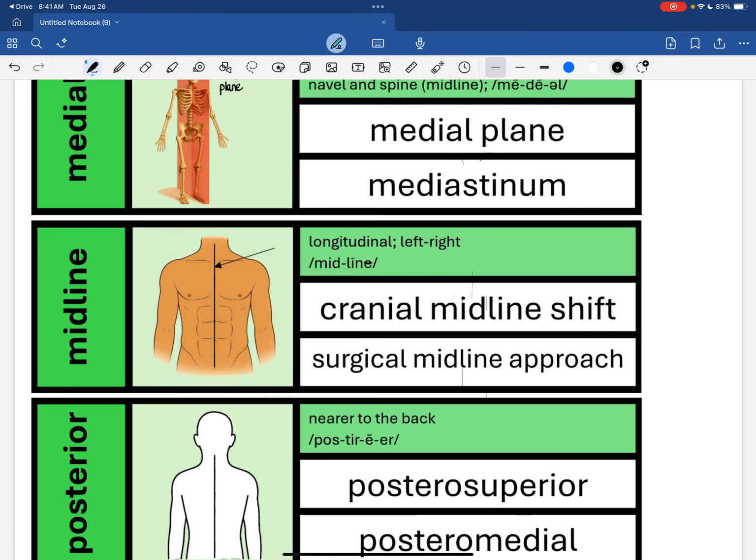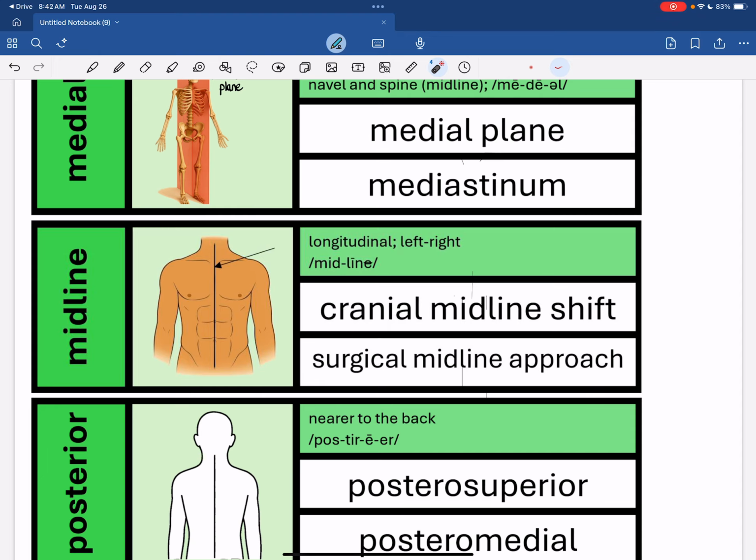Midline is very similar to medial. Midline is another longitudinal, meaning it's this way, measurement that divides the body into left and right halves. It is down through the navel and following the spine.